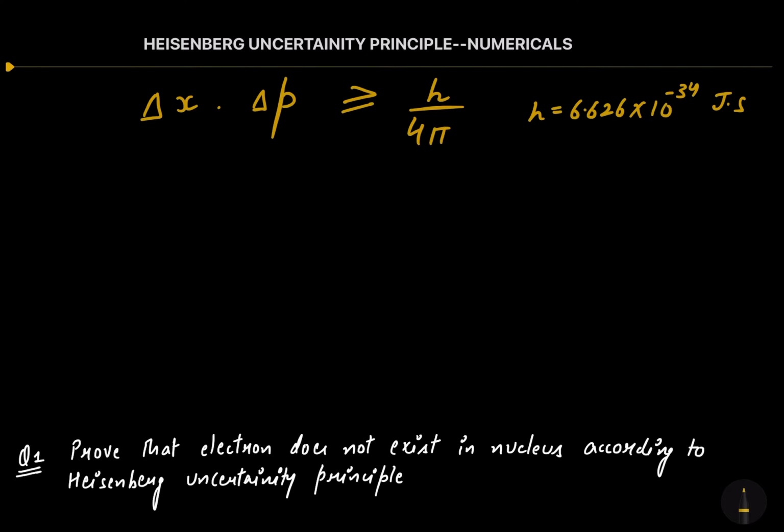Now we can also write it as the uncertainty in the position into the mass into delta v, the uncertainty in the velocity, because momentum is mv, so delta p will be equal to m delta v, because mass of any subatomic particle remains constant. So the change in the velocity will change the momentum of the subatomic particle, which is greater or equal to h upon 4 pi. So let's solve the numericals.